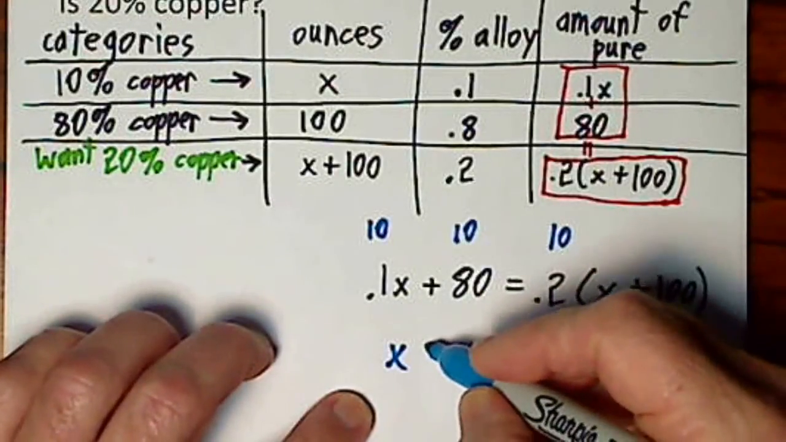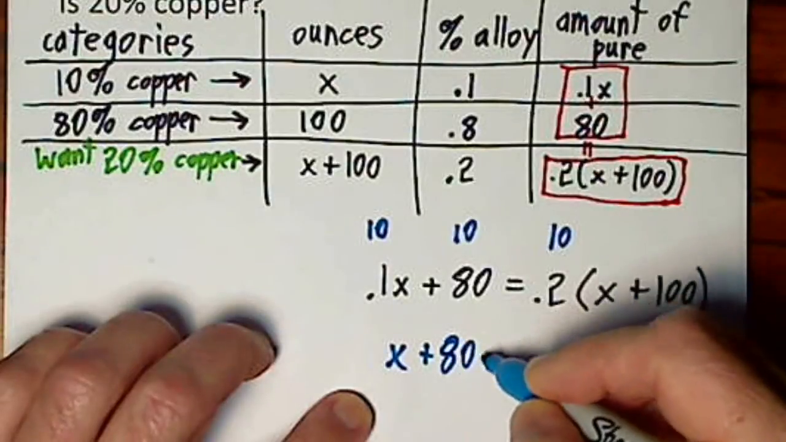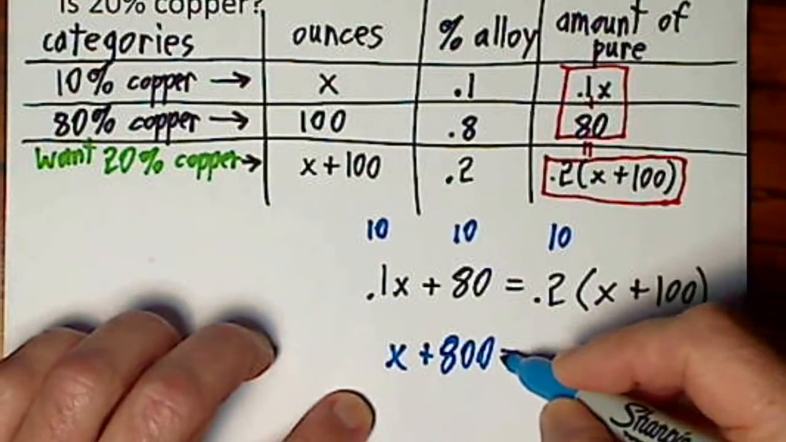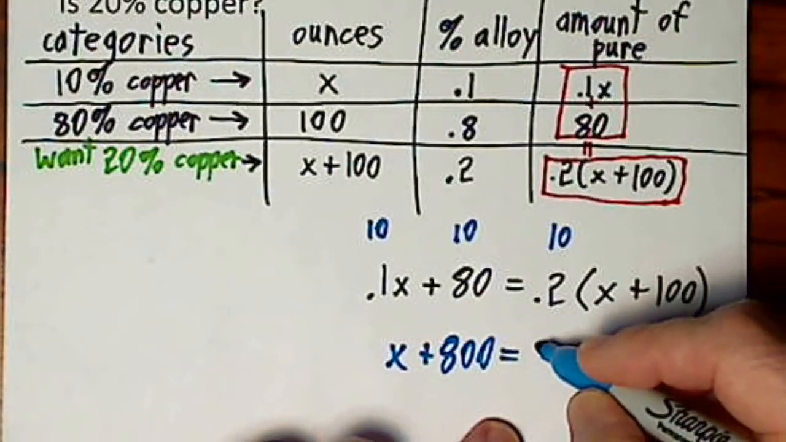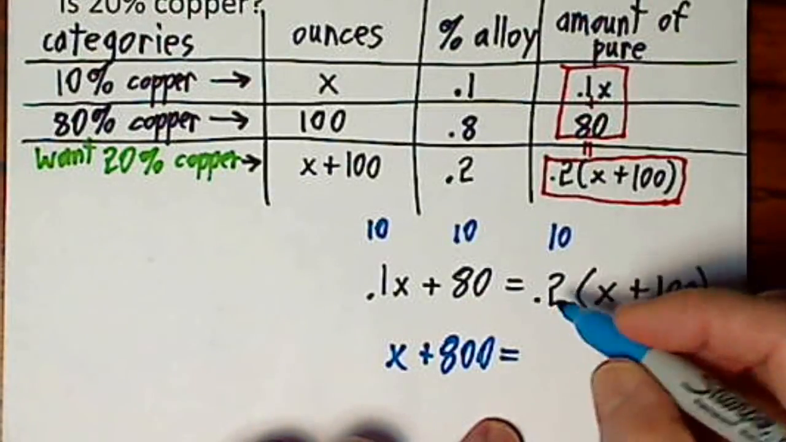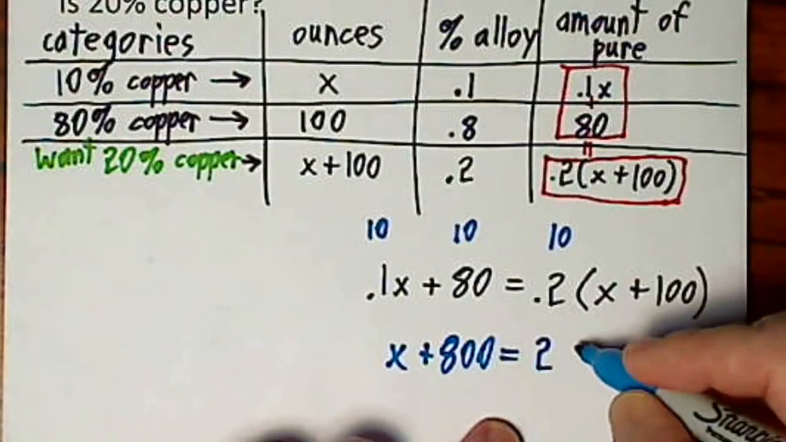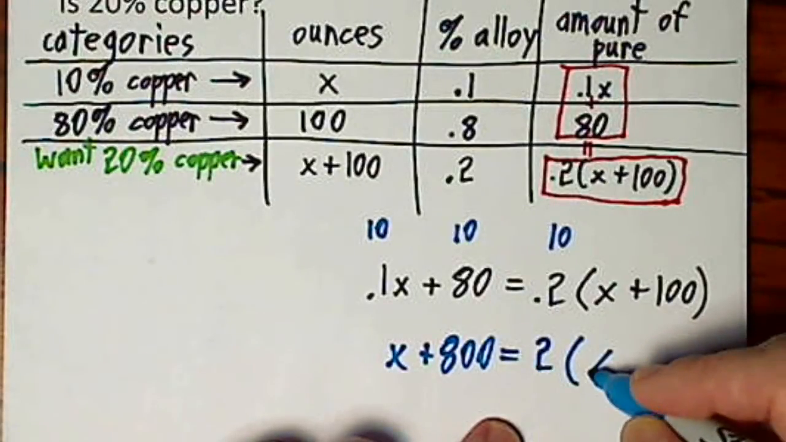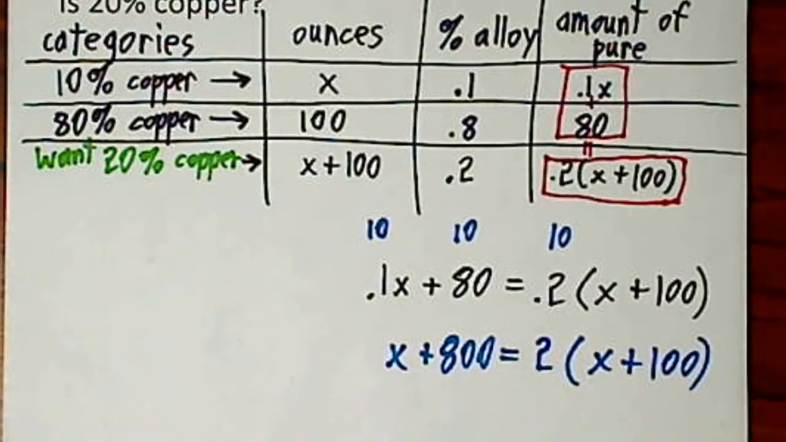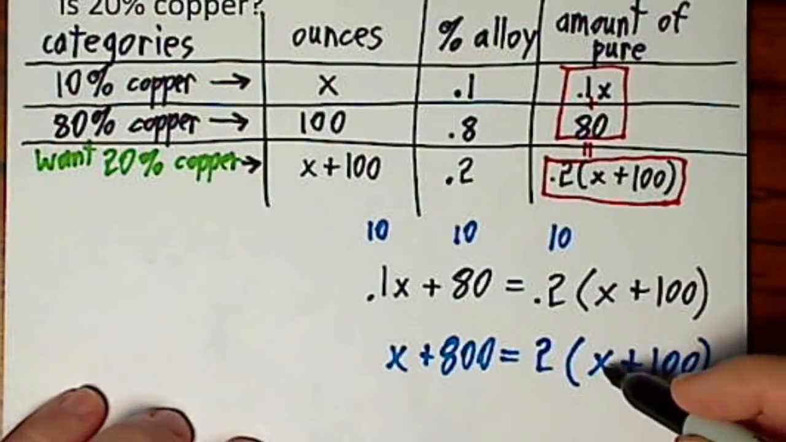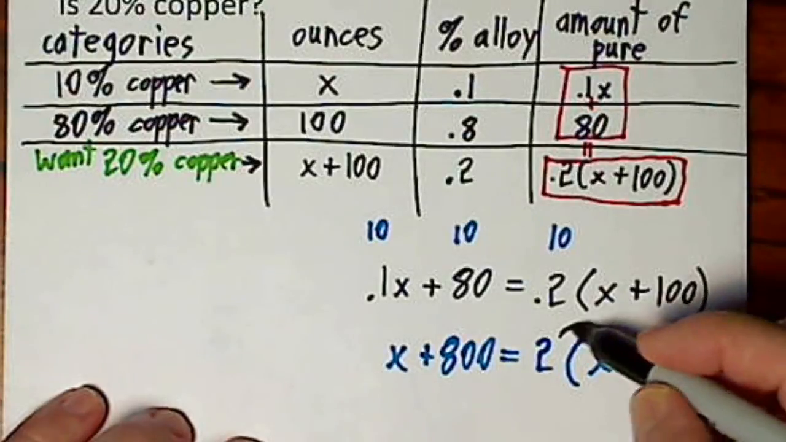10 times 80. Okay, that got a little bit large. This turns into 10 times 2/10 is just a 2. And then x plus 100 just drops down. Alright? At least now we don't have to deal with the decimals. To get to the x in there, though, we're going to have to distribute our 2.